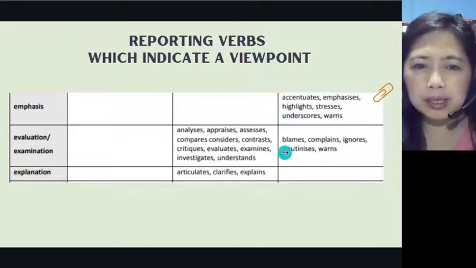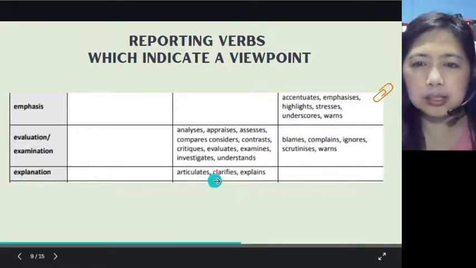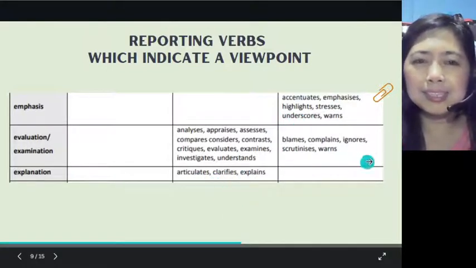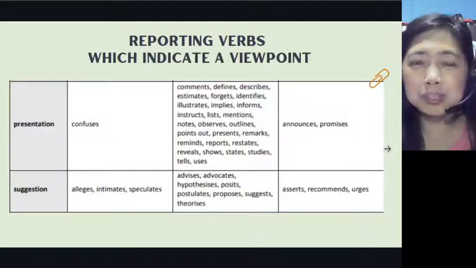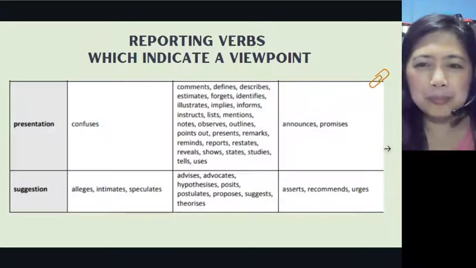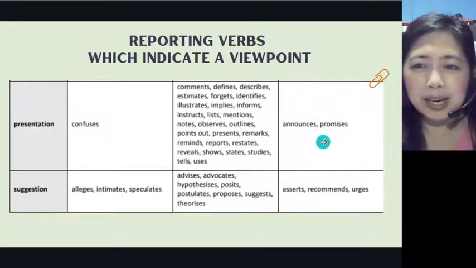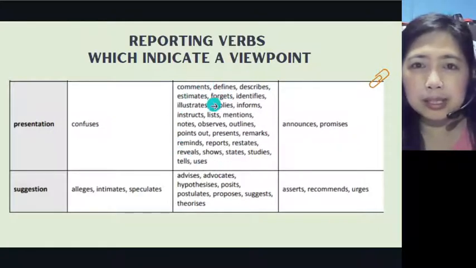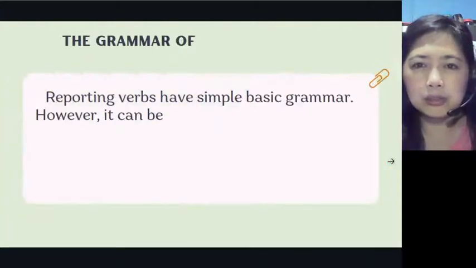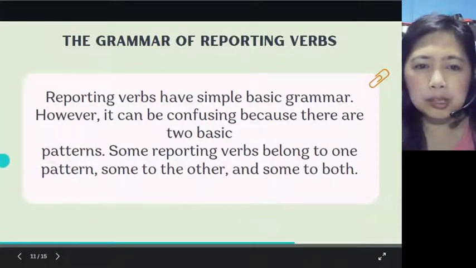Okay, explanations: articulates, clarifies, explains. I think some of these verbs are very familiar to you, right? So for presentation, we can have announces, promises for the stronger point. Here, there are a lot for the neutral point. So you know which verbs to use, whether it's stronger or not so strong.